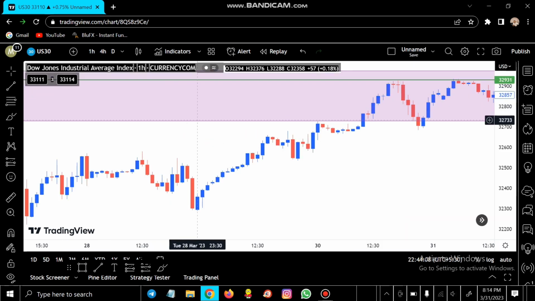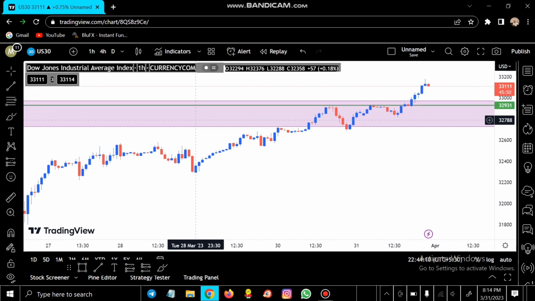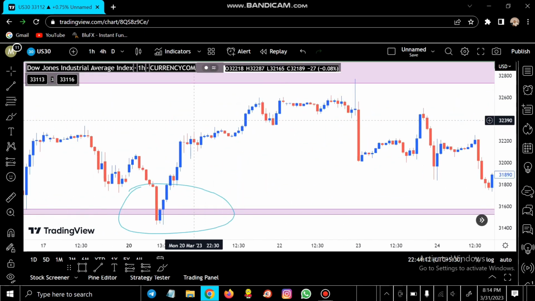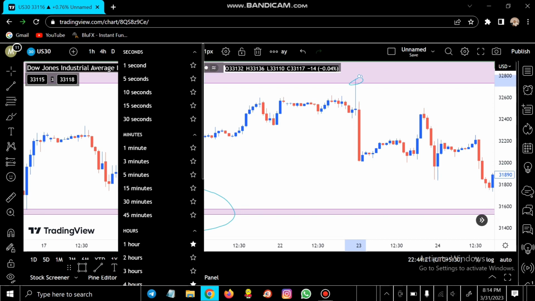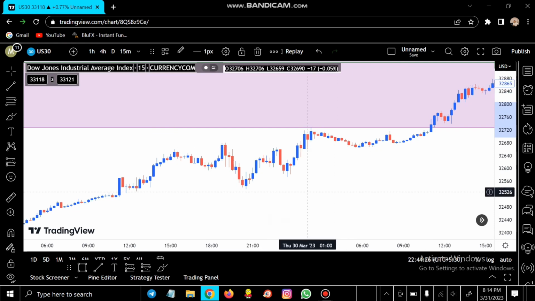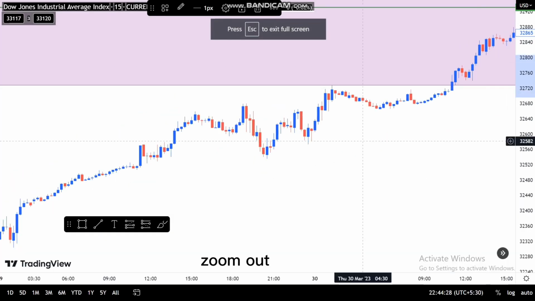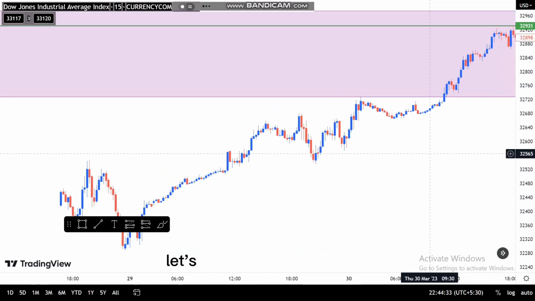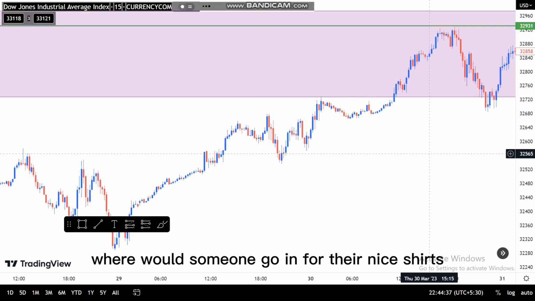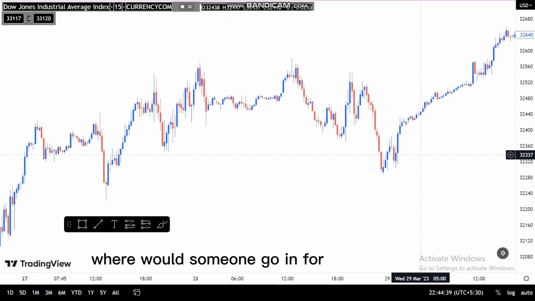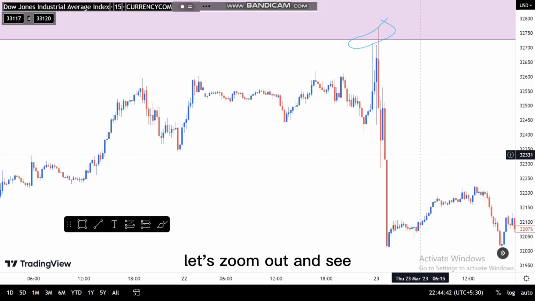So let me first mark it out so that I won't have trouble. Okay, perfect. So this is my 15 minutes time frame. I like to consider the 15 minutes time frame more. Now let's go back and zoom out. Let's look at that zone there. Where would someone go in for their nice trades? Let's zoom out and see.